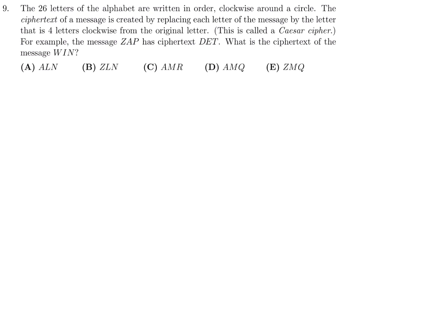26 letters of the alphabet are written in order clockwise around a circle. The cipher text of a message is created by replacing each letter of the message by the letter that is 4 letters clockwise from the original letter. What is the cipher text for WIN? All right, so the W, we're basically going 4 letters down, right? So W, X, Y, Z, A, B, and so on. So 4 letters down, 1, 2, 3, 4. So it's going to be an A.